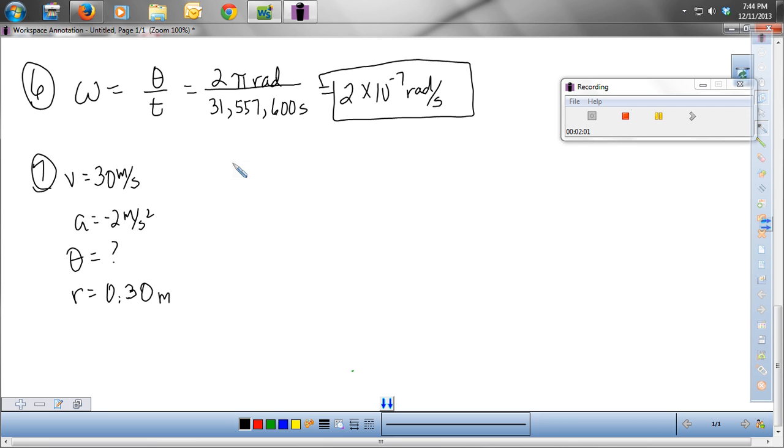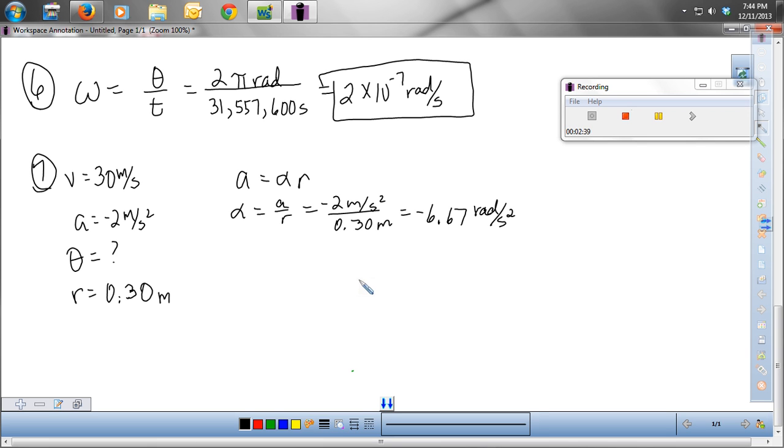So what I said was, well, I know that linear acceleration is equal to alpha r. So alpha is going to be equal to a over r. A was negative 2 meters per second squared, and r was 0.30 meters. So when I did that, I got negative 6.67 radians per second squared as my alpha. And then I said, well, I know that theta is equal to 1/2 alpha t squared plus omega I t.